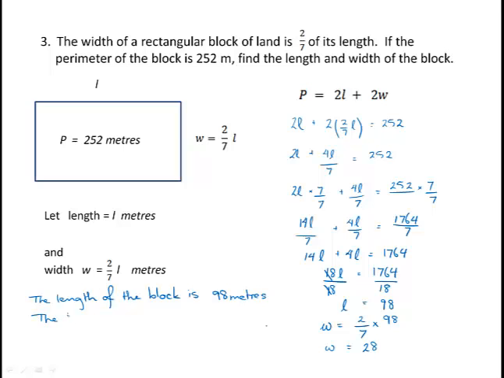And the width of the block is 28 meters.